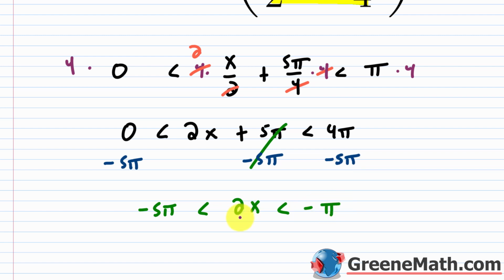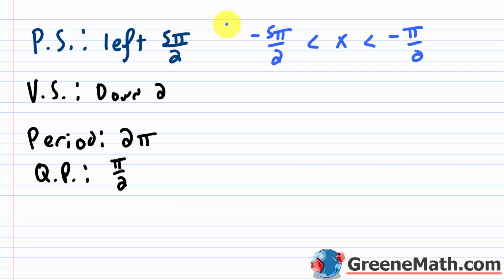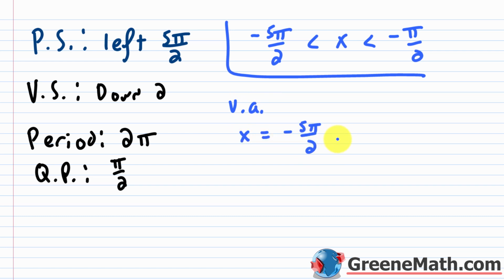To finish things up, let's divide each part by 2, so we can isolate our x in the middle. So we want that right there. So this would cancel. You get x is greater than negative 5 pi over 2 and less than negative pi over 2. Okay, let me paste this in here. So your two consecutive vertical asymptotes, you're going to have x is equal to negative 5 pi over 2, and then I'm going to write and, you're going to have x is equal to negative pi over 2.